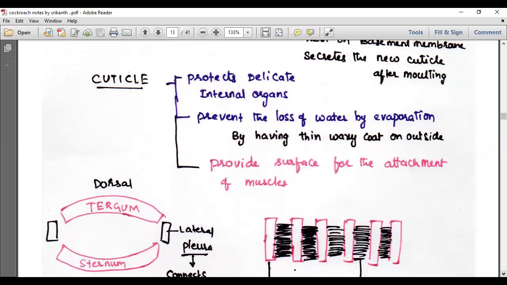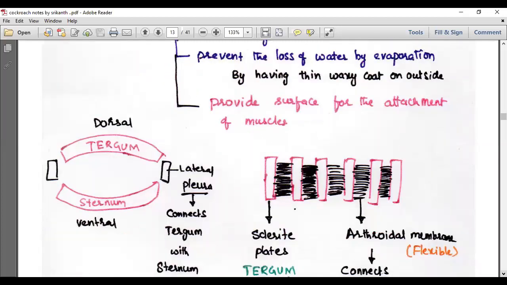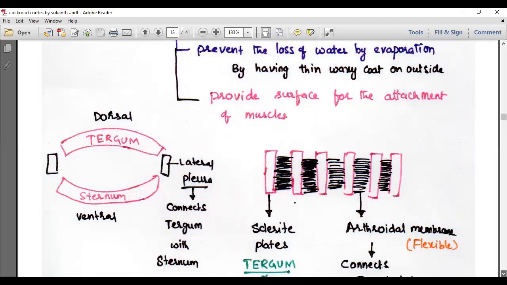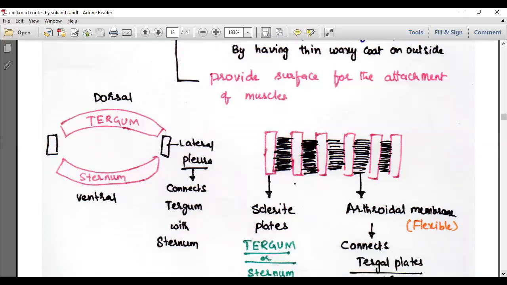Then generally the endoskeleton provides a surface for attachment. Our skeletal muscles attach to the bones only. There is no endoskeleton for cockroach, so this exoskeleton itself provides the attachment for the muscles. And we said scleroid plates. I think you got the meaning of scleroid plates now. What is a scleroid plate? The hard cuticular cover of the body of cockroach is called scleroid plate. Who is responsible for the rigidity of the scleroid plate? Out of the three layers of cuticle, epi, exo, and endo, exocuticle is responsible for that.